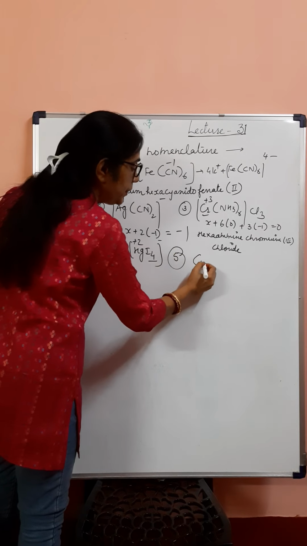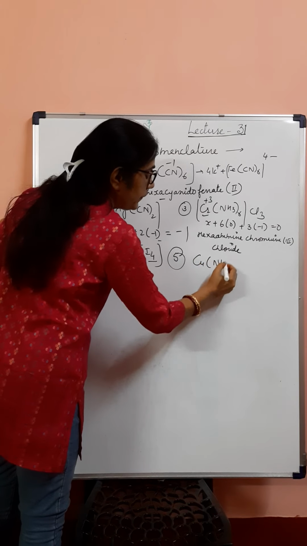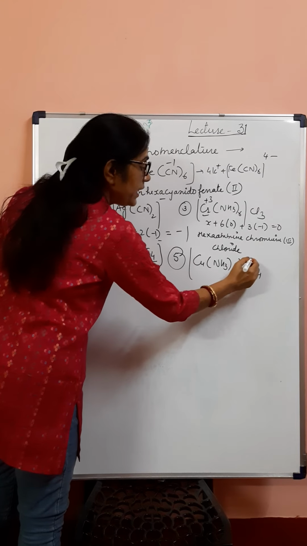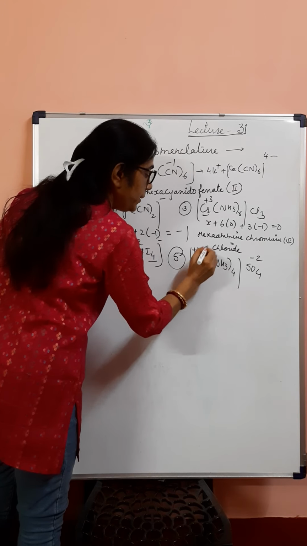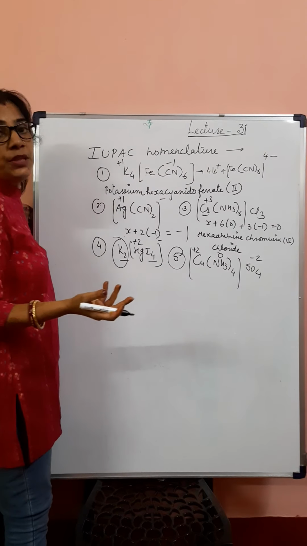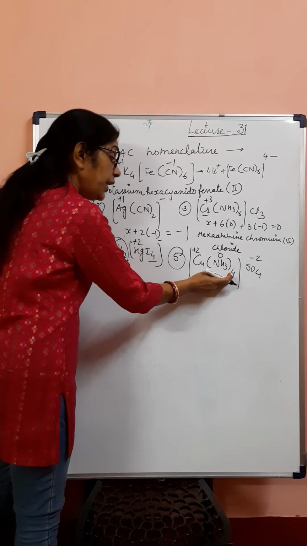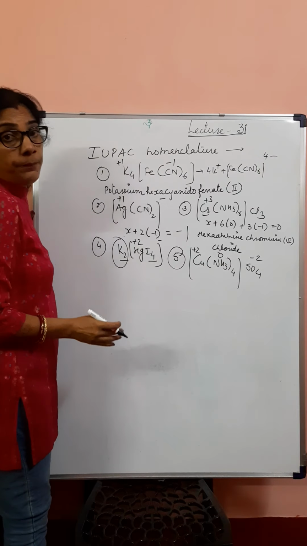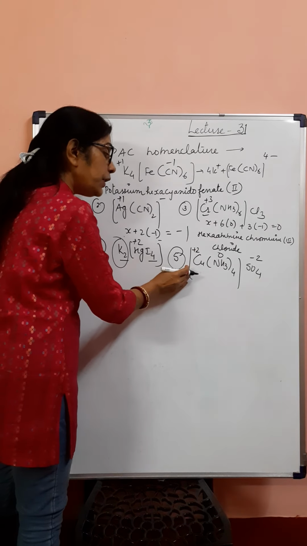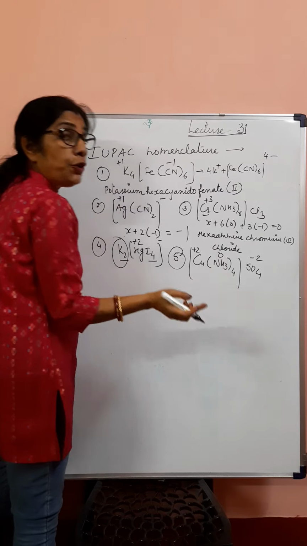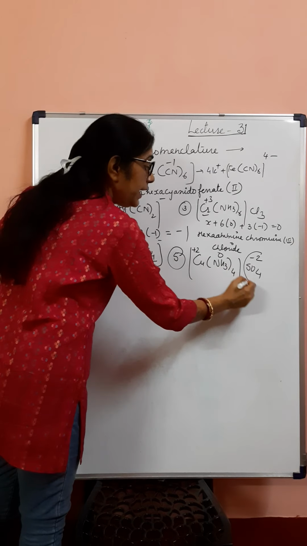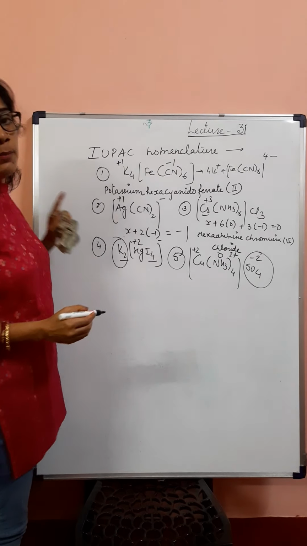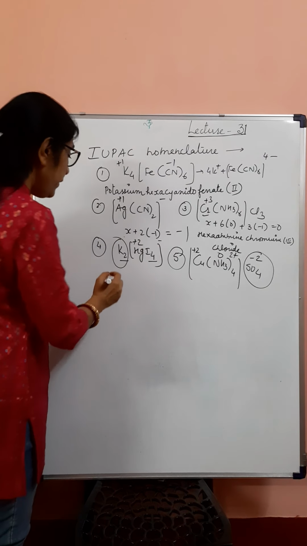Some more examples. Now you can see sulfate is -2, copper becomes +2, ammonia will be 0. So this is tetraamminecopper(II) sulfate. Why copper? Why not cuprate? Because this counter ion, sulfate, is negative, so the complex will have a positive charge.